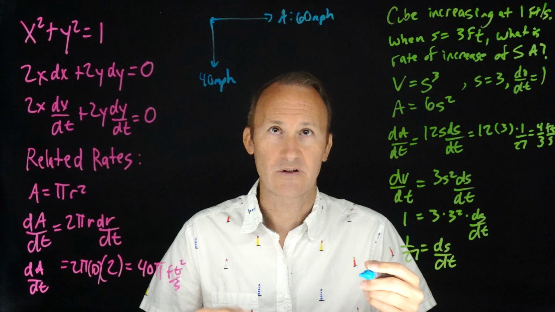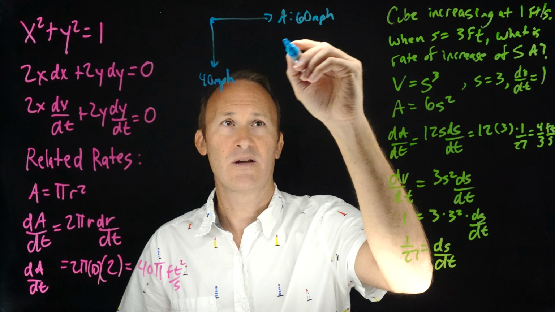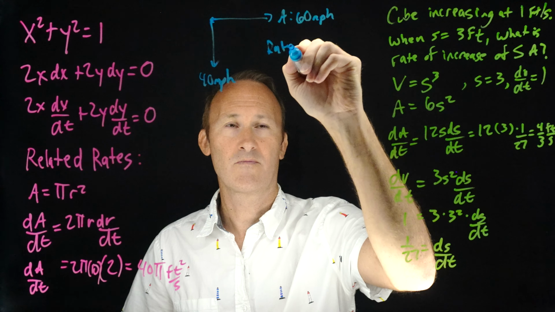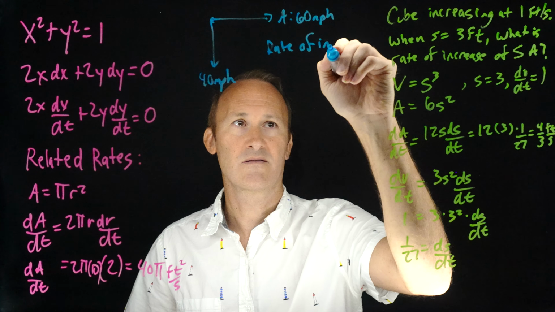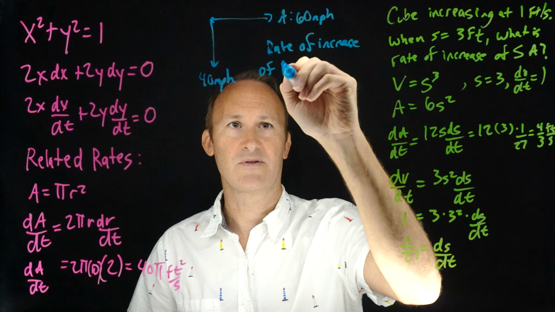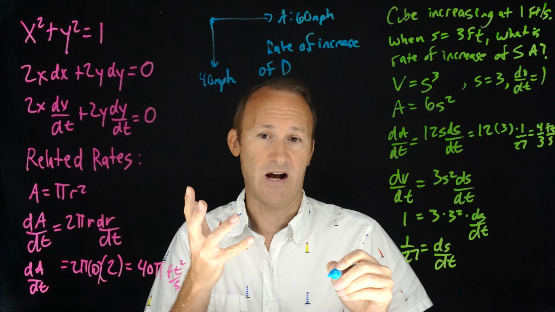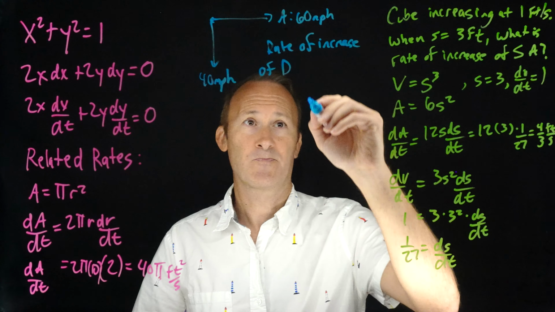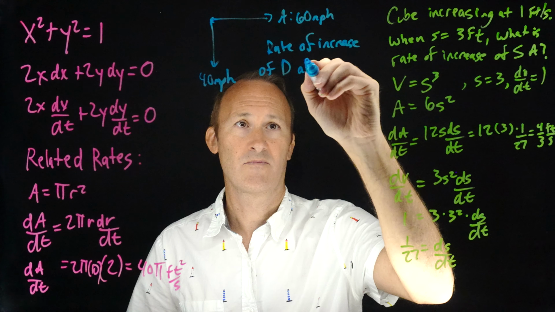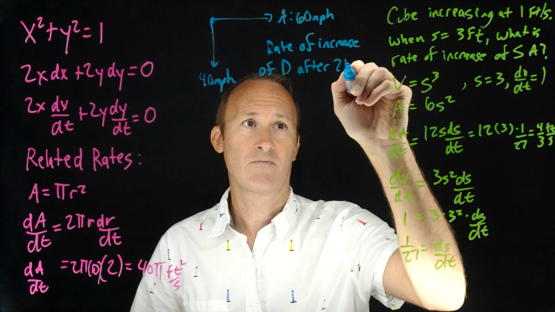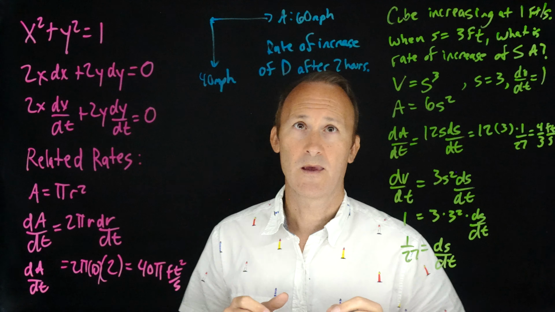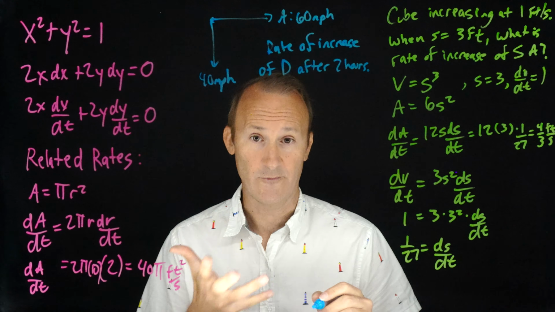How is it increasing? So what we want to know is the rate of increase of distance. Let's call that a capital D here. And it needs to be some kind of context. So when what? Well, it's after 2 hours. Okay, so this is a related rate problem, and we need to use the distance formula.